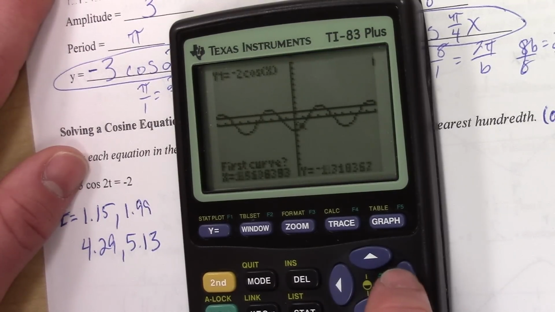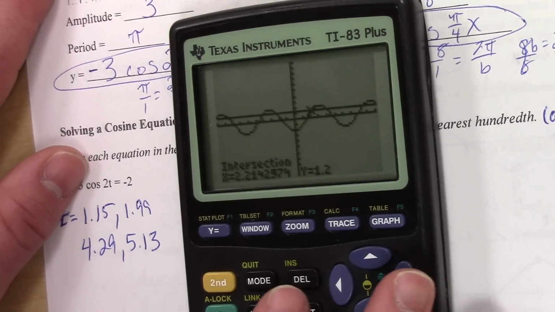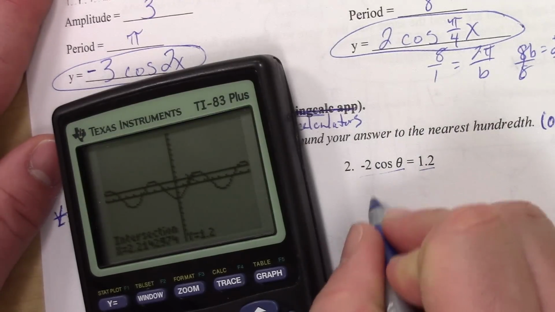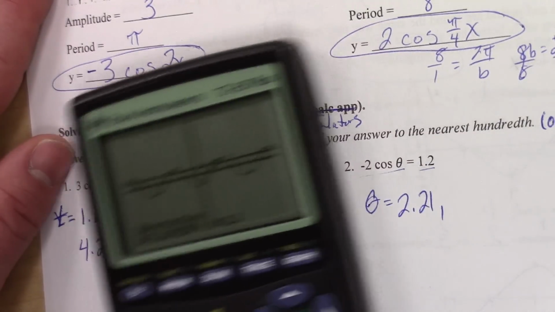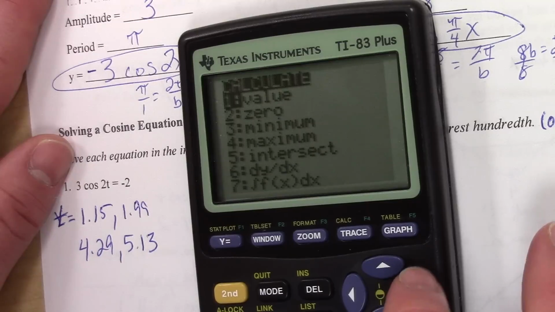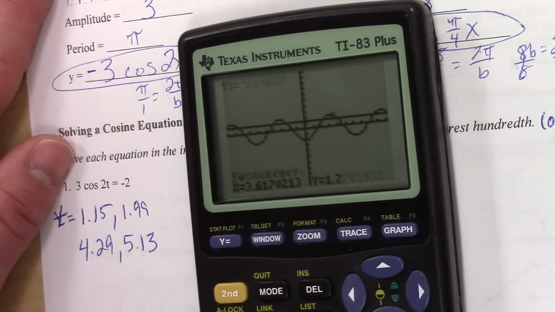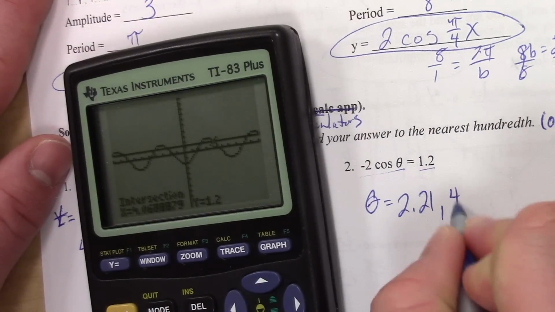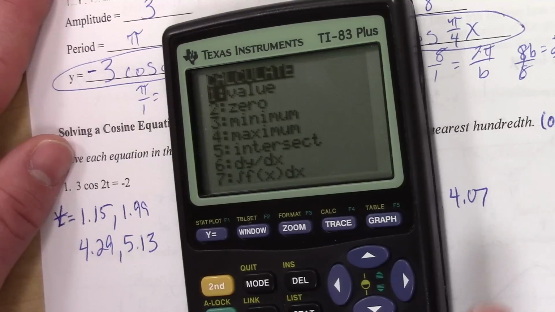Get close to that point. Right there, I'm close to it. Enter, enter, enter. 2.21. Let's write that. 2.21. There's my first point. Let's second trace again. 5 for intersection again. Get close to the next point. Enter, enter, enter. 4.07.